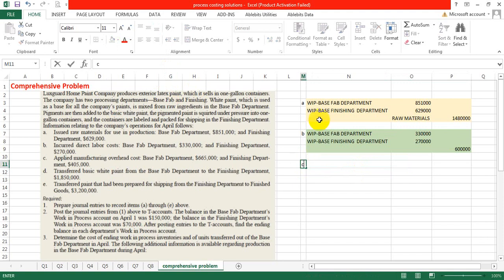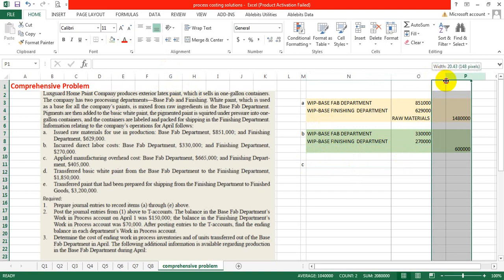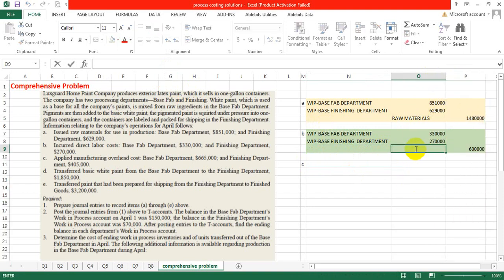First we record the material, then we record the labor. Okay, what about this one? Tell me quickly, what will the credit be? Salaries and wages payable, right, salaries and wages payable.